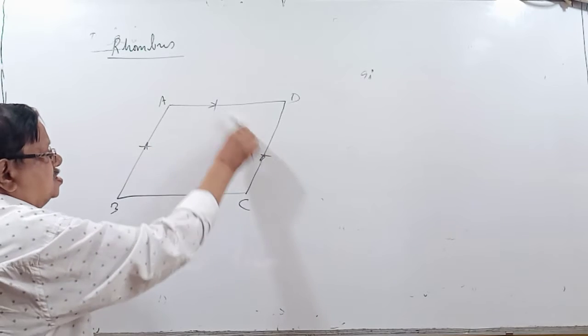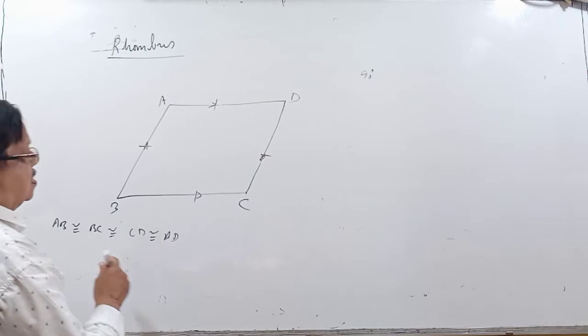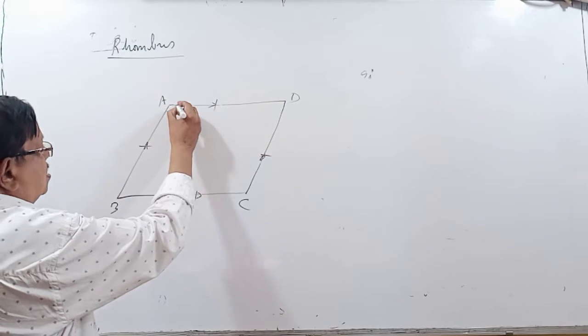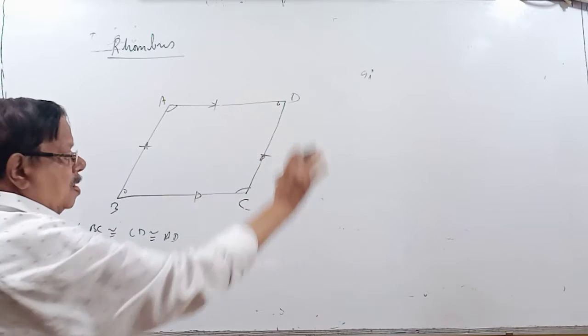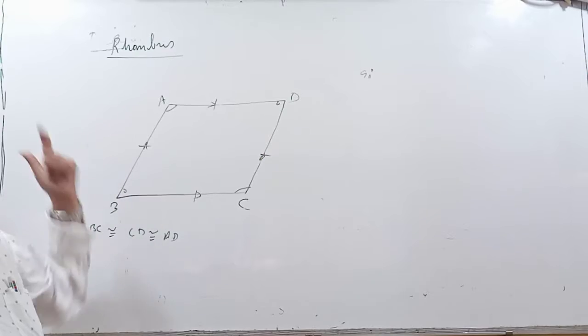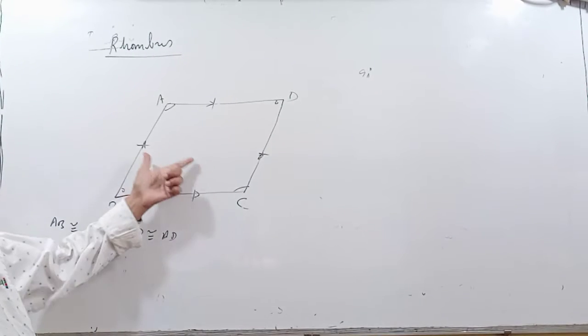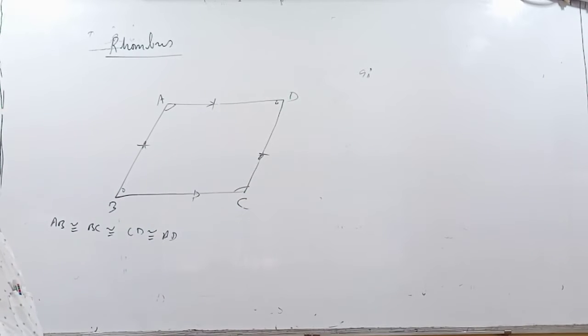This is parallel to this and this is parallel to this. It's a parallelogram, therefore opposite angles are also congruent. This is congruent to this and this is congruent to this. All properties of the parallelogram. The rhombus is a parallelogram. It is a special type of parallelogram where all sides are congruent.